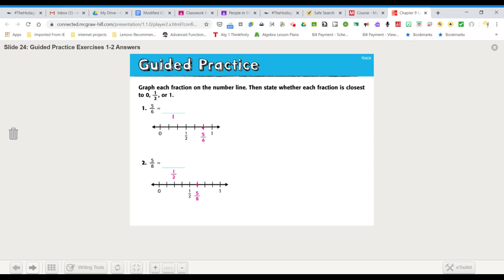So here is the placement of those dots, and that's called graphing on a number line. I know we don't typically think of it as graphing on a number line, but that is what it's called. And you can see that 5/6 is indeed closest to 1, and 5/8 is closest to 1/2.